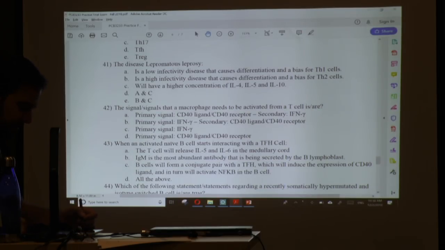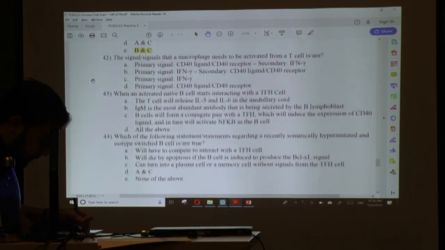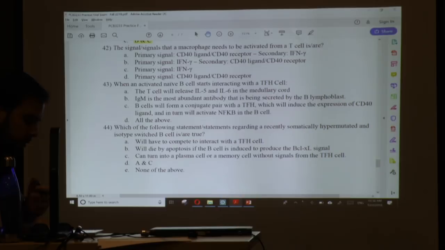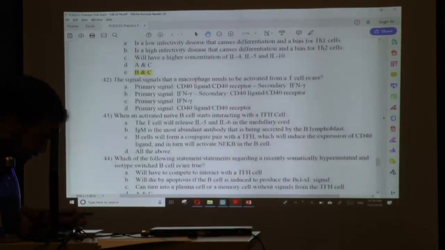But does it make sense? Yeah? So the correct answer here is B and C. So it's a high infectivity disease that causes differentiation and bias for Th2 cells. And then the cytokines present there are going to be IL-4, 5, and 10.